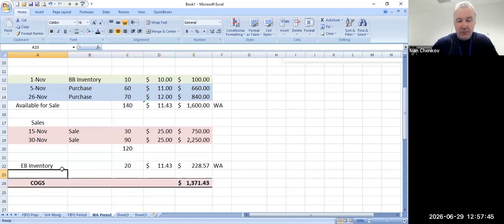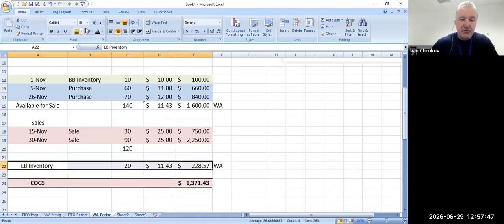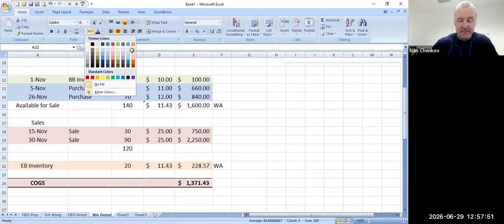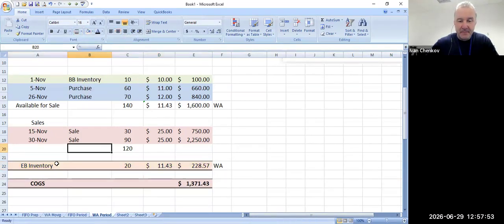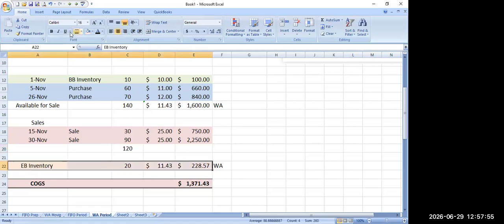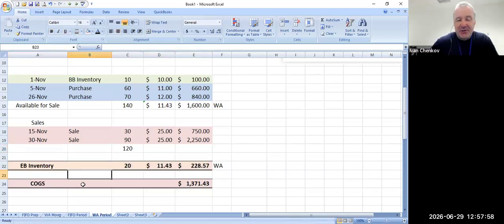So now tell me honestly, which one is easier, weighted average or first in, first out in the periodic system? Average seems easier. Once you assign the cost, it's just the cost, right? So do you see the difference now? All right. Excellent.